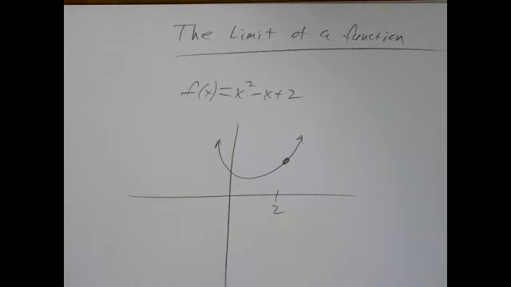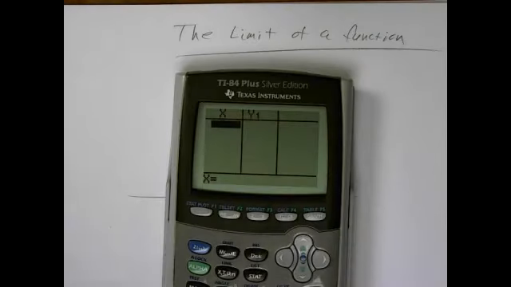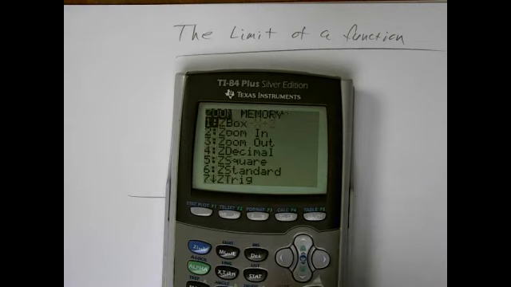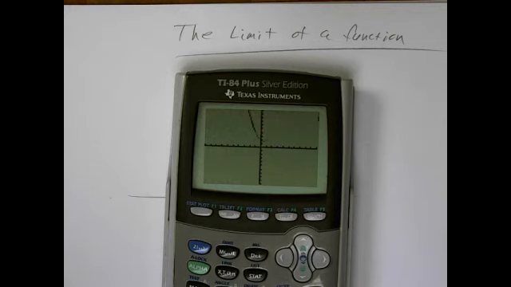Now, since my hand-drawn graph is not going to be sufficient for what we're about to do, I'm going to let the calculator do all of our drawing and calculations for us. I've already put x squared minus x plus 2 into the calculator. I'm going to do a zoom standard and show you that, again, that is a parabola with its vertex pretty much sitting in the first quadrant.